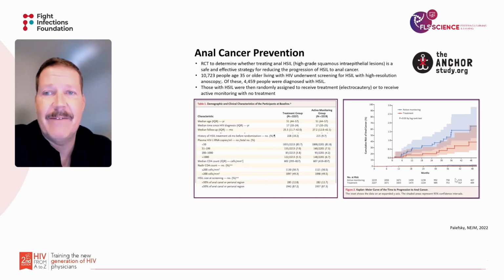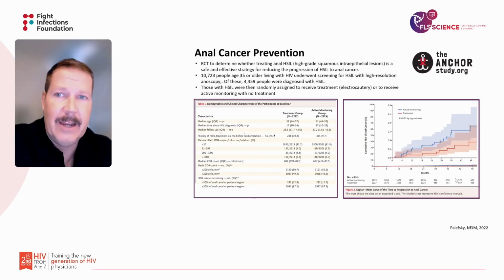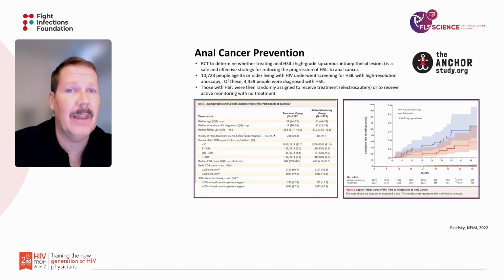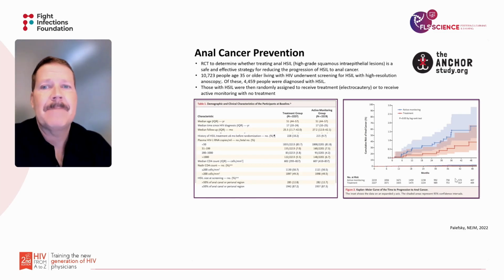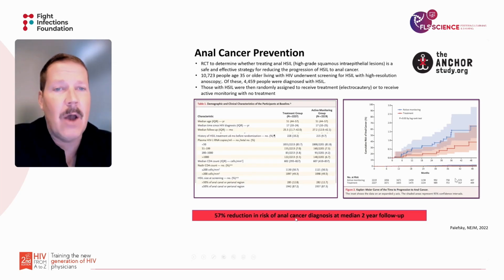And this was a study of nearly 11,000 people over age 35 living with HIV who were screened for HSIL. And of these, about 4,500 people who were diagnosed with HSIL were enrolled in the study and assigned to either receive treatment with electrocautery or to receive just active monitoring with no treatment. And the study ultimately found, after just 2 years of follow-up, that treating HSIL with electrocautery led to a 57% reduction in the risk of anal cancer diagnosis. And the study was actually stopped early because of the significance of these findings.